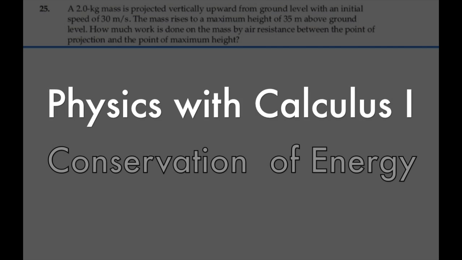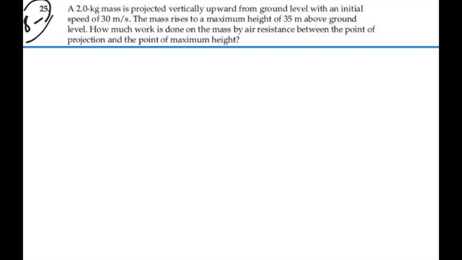Here's problem 8.25. A 2 kilogram mass is projected vertically upward from ground level with an initial speed of 30 meters per second. The mass rises to a maximum height of 35 meters above the ground level. How much work is done on the mass by air resistance between the point of projection and the point of maximum height?